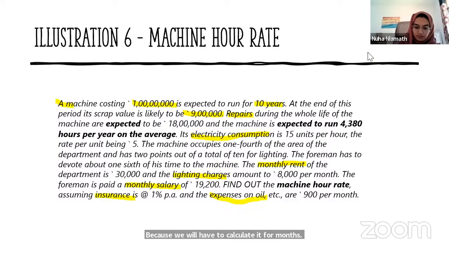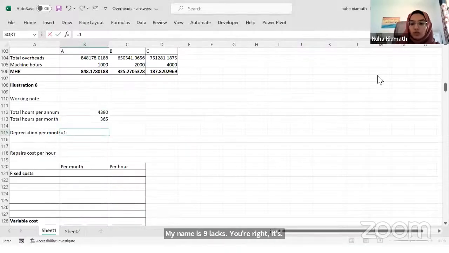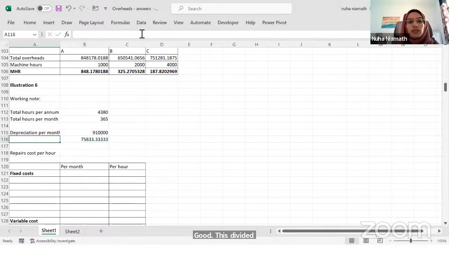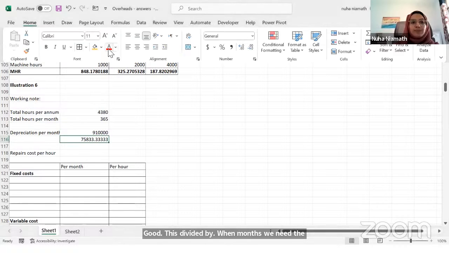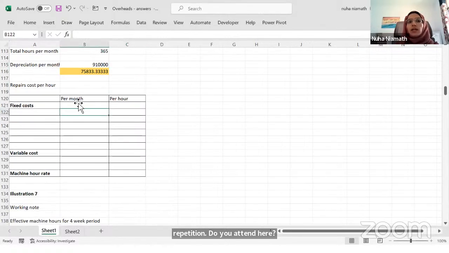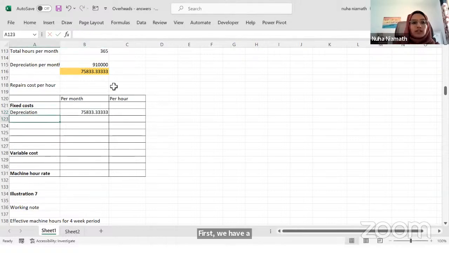So that will be 1 crore minus 9 lakhs divided by 10 years. Simple formula, 1 crore minus 9 lakhs divided by 10 years. This divided by 12 months will give me the depreciation per month. Clear till here? Perfect, perfect. So now we can go ahead and start jotting down our calculations of the costs. So first we have our depreciation, which we have already calculated. Per month it is coming to 75,833.